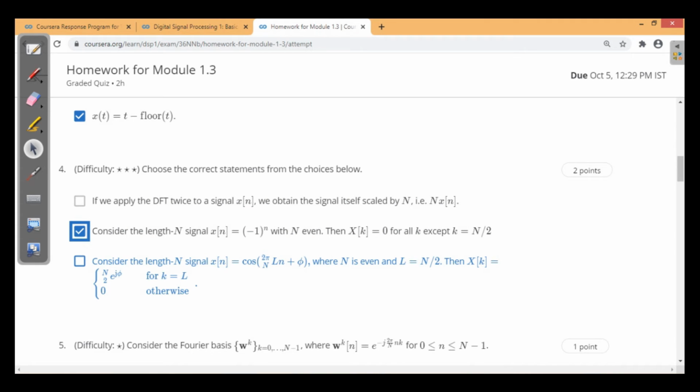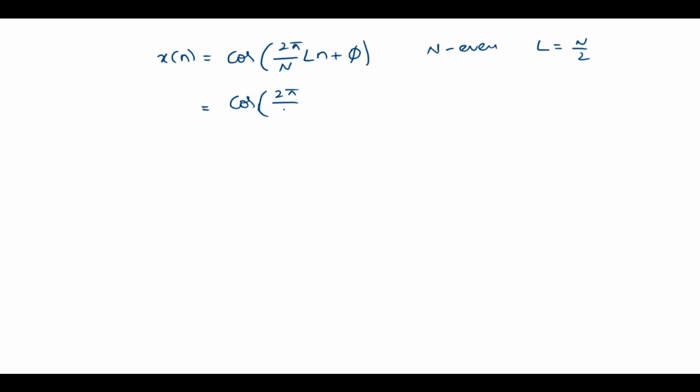Consider the length capital N signal x of n is cos of 2 pi n L by N plus pi, where capital N is even, again the L value is N by 2, then X of k. Now let's see the given sequence x of n is cos of 2 pi by N L n plus pi, and the given condition is that capital N is even and capital L is N by 2. Now simply substitute the L value in this. It is 2 pi by capital N into capital N by 2 into small n plus pi.